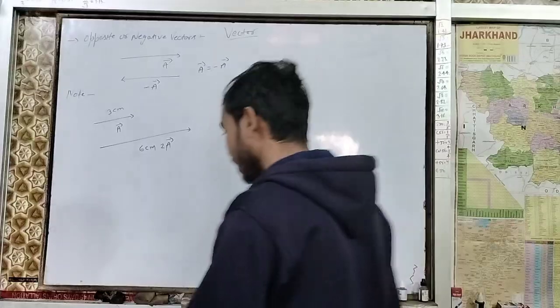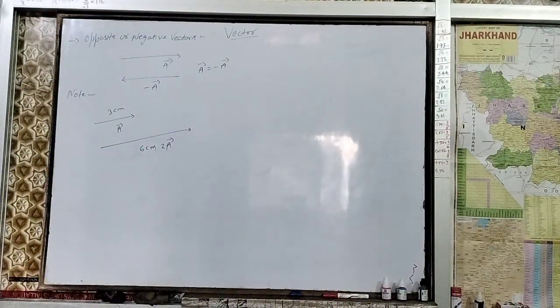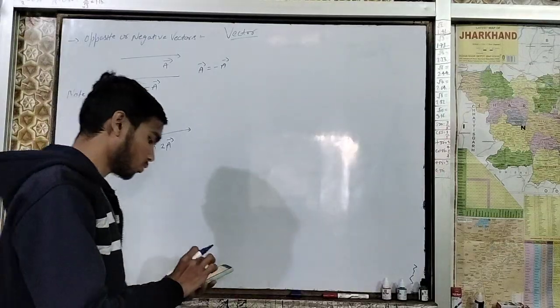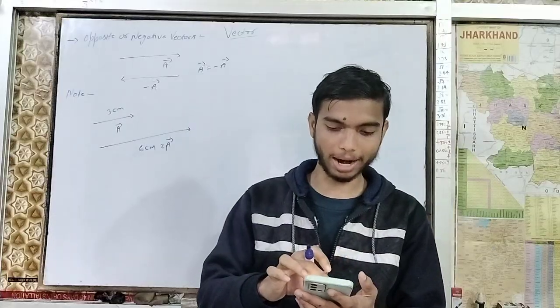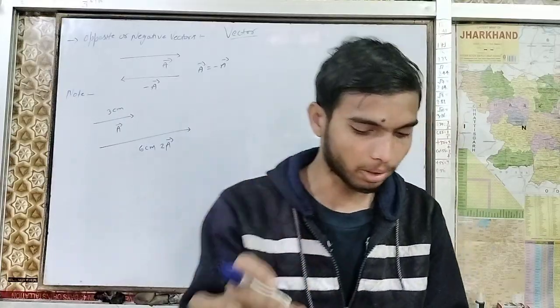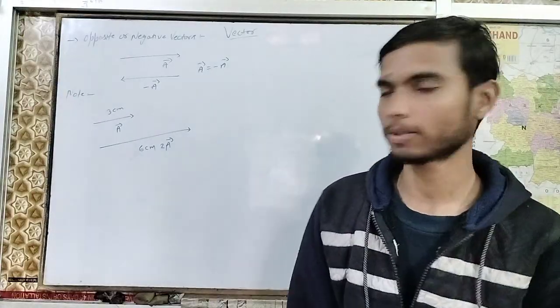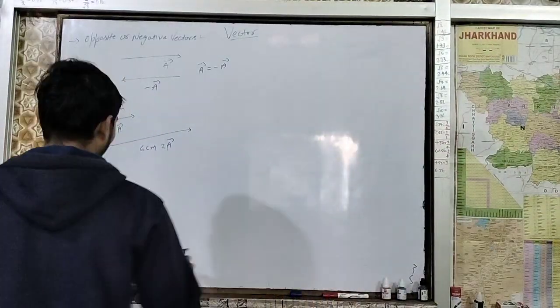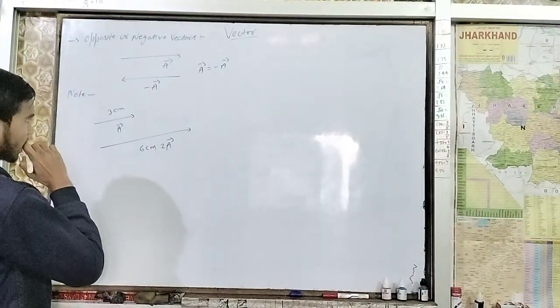What if we multiply any vector by a negative real number? Then what will happen? The next point in the note: if we multiply a vector by a real negative number, the direction will change, but the magnitude will increase.